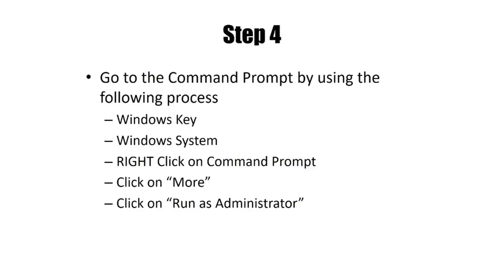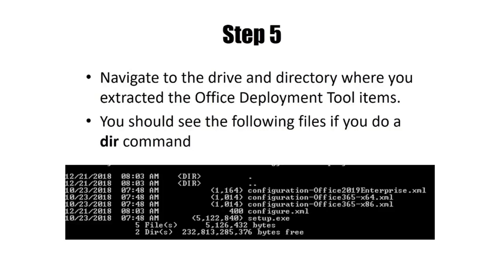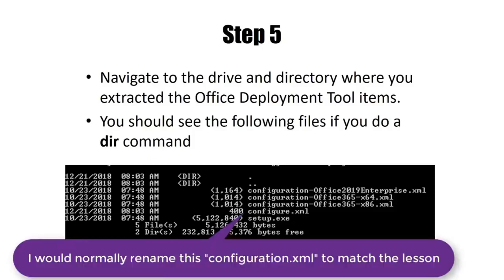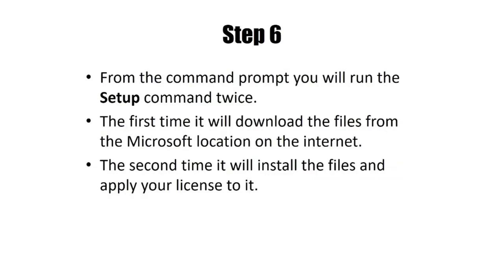And here's a summary of what we do next to install it. We're going to go to the command prompt now by using the following process. Use the Windows key, Windows System, right-click on Command Prompt, click on More, click on Run as Administrator. We'll show you that in a moment. Then we navigate to the drive and directory where we extracted the Office Deployment Tool items. And you should see the following files if you do a dir command when you're in the command prompt. Notice the bottom one is setup.exe, and we've got our configuration XML, or whatever we wanted to call it, there, and we're going to use those two files only.